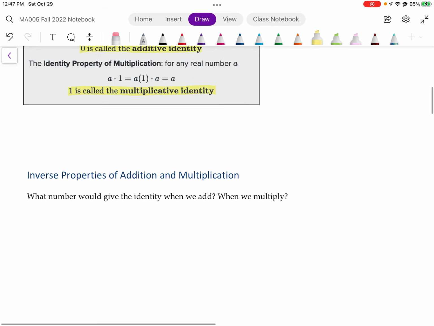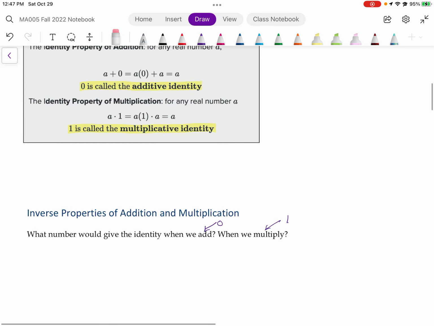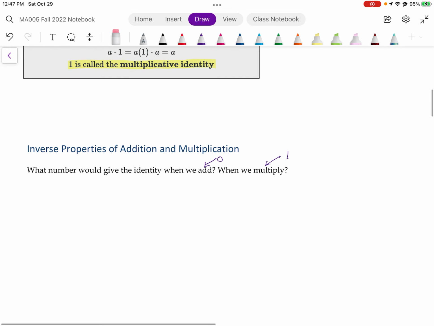All right, so inverse properties of addition and multiplication. What number would give the identity when we add? What would give the identity when we add is 0, and the identity when we multiply is 1, right? That's what we got right there. So if we add to 3, how would we get 0? What would we add? Well, we would have to add -3, right?